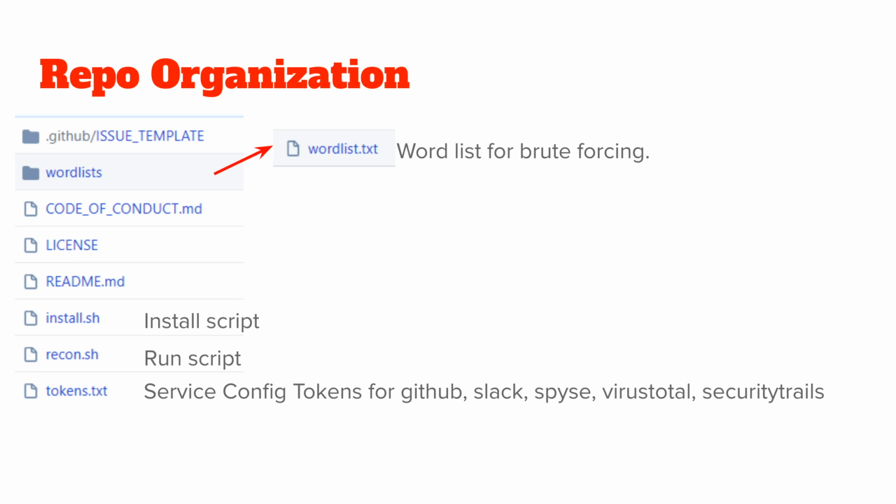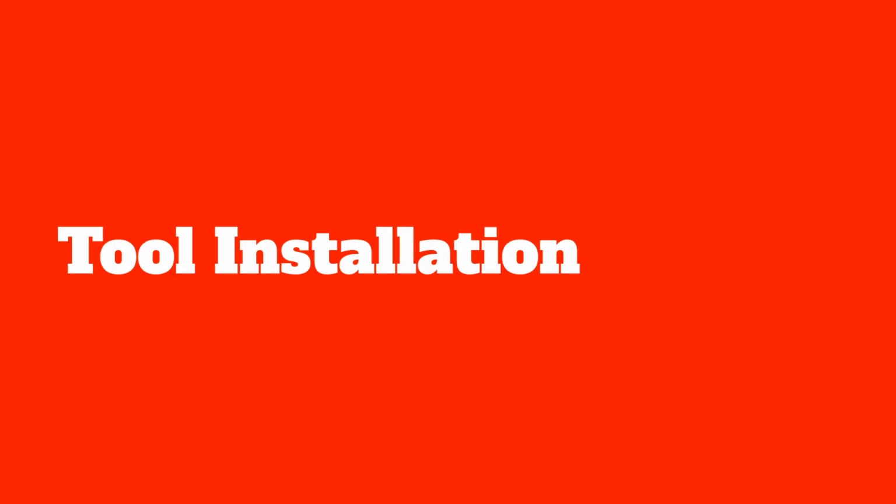So for example, if you do want this thing to dump a notification into your Slack channel, you have to put your Slack key into this tokens.txt file, which is parsed by the recon.sh script, along with some of the other tools that might need a key. It basically just won't run stuff if you don't supply the keys for some of those services.